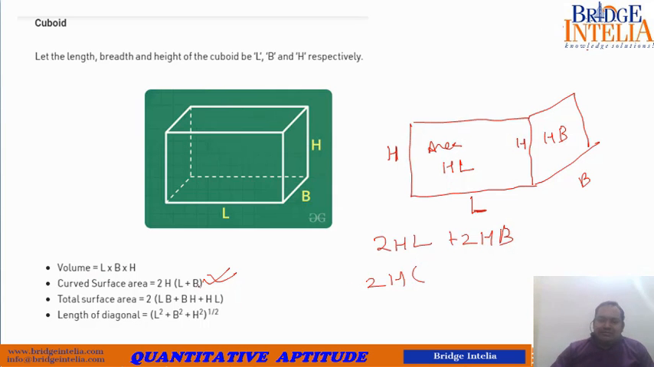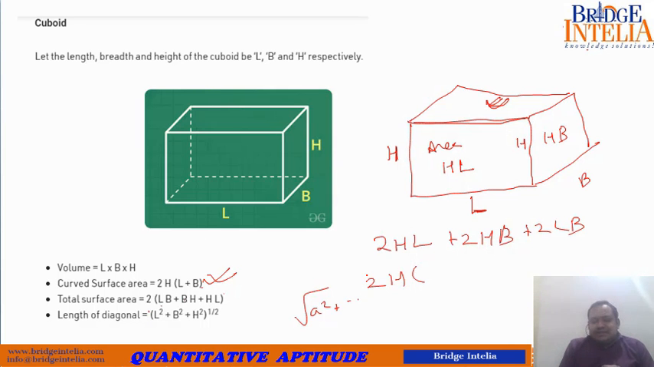So you already have the curved surface area. On top of that, you have to add the area of two such surfaces. So this is L, this is B. So plus 2LB. So that's why. Now length of the diagonal, similarly, is under root of A square plus B square plus C square.